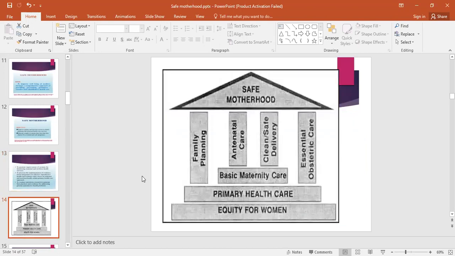This is the basic structure of safe motherhood. In the first safe motherhood design there were 4 pillars. But in the new safe motherhood approach there are 6 pillars. These 4 are the old ones, and the new things added are primary health care and equity for women. The 4 pillars of safe motherhood are family planning, antenatal care, clean and safe delivery, and essential obstetric care.